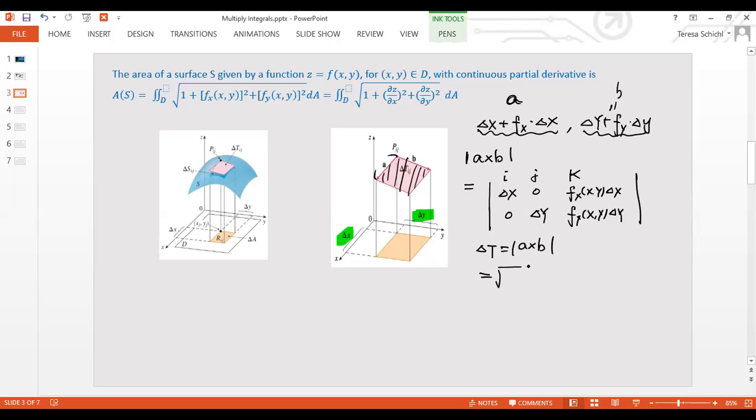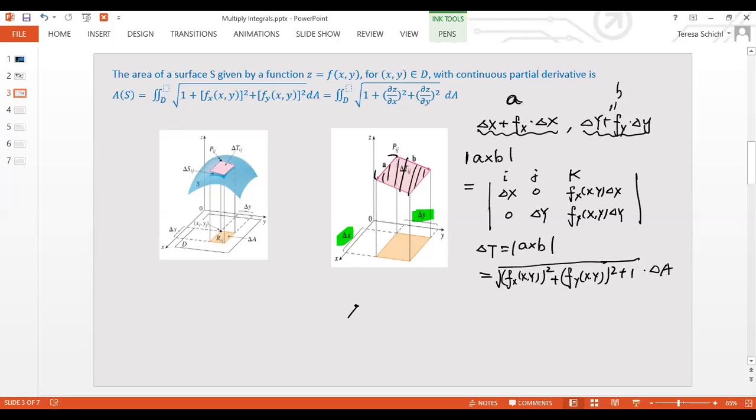So it's going to be the square root of what? The square of the partial of f with respect to x, plus the square of the partial of f with respect to y, and then plus 1, times the delta A, that's the small region, right? The small region is here. Okay, so that's the area here.